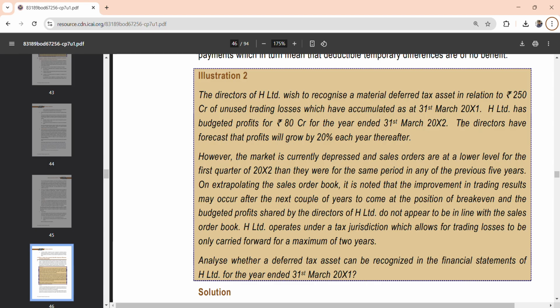H Limited operates under tax jurisdiction which allows for trading losses to be only carried forward maximum of 2 years. Analyze whether deferred tax asset can be recognized in the financial statement of H Limited for the year ended 31st March 2021. If you see this question, most of you will be able to write something, but the real catch is what needs to be reproduced to get the full 5 marks. So let's quickly check what exactly you have to write.